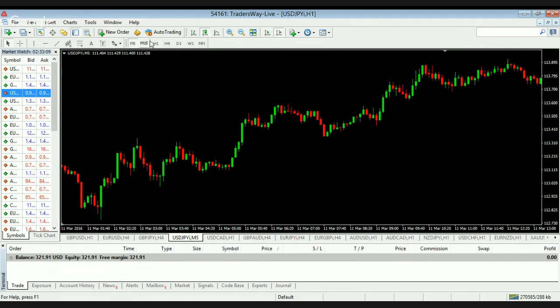And for those who don't know, there's usually 9 time frames up here. Me, I only use 7. The reason why I cut out the other 2 is because I think they're unnecessary, which is the 1 minute and 30 minute. But it's usually the 1 minute, 5 minute, 15, 30 minute, 1 hour, 4 hour, daily, weekly, then monthly.